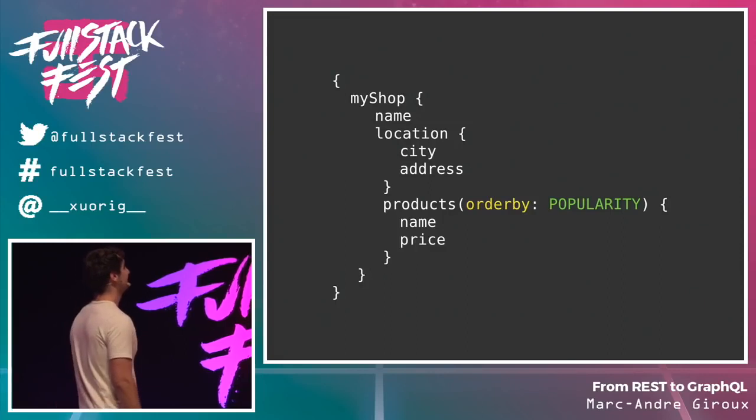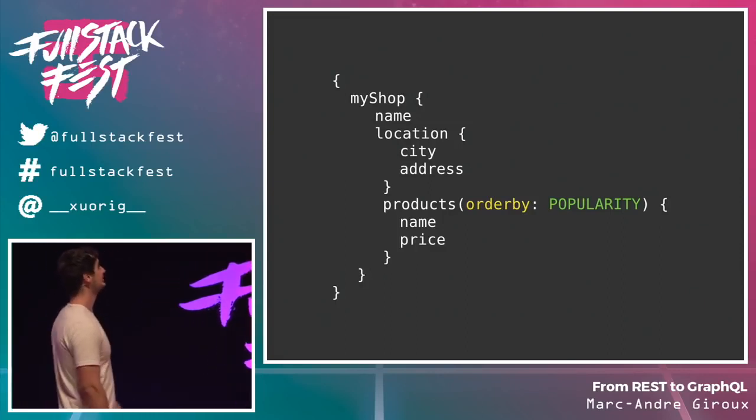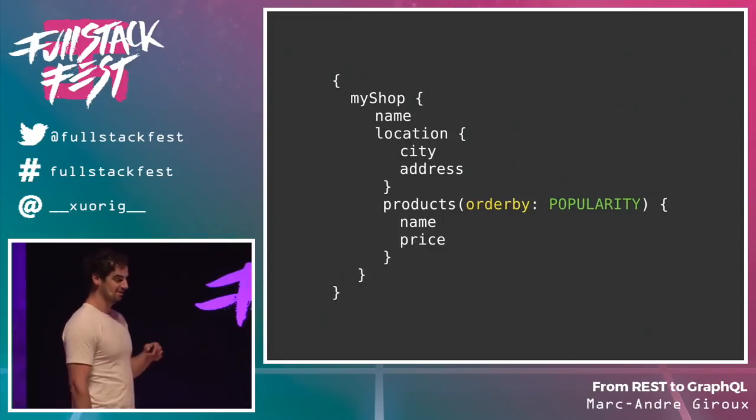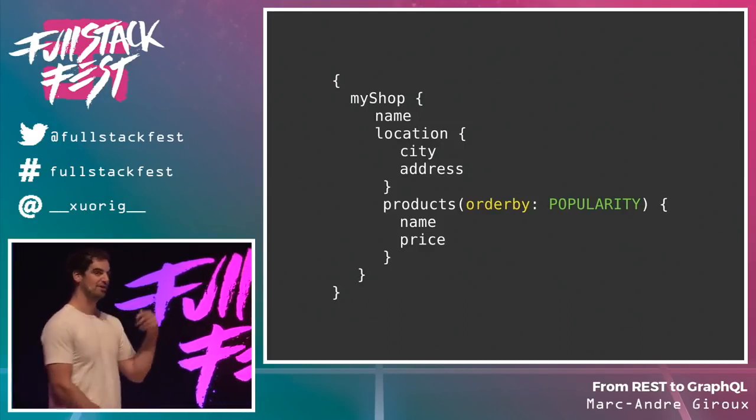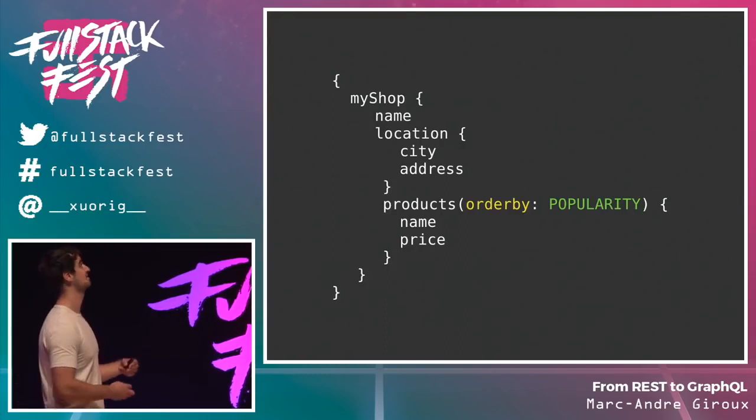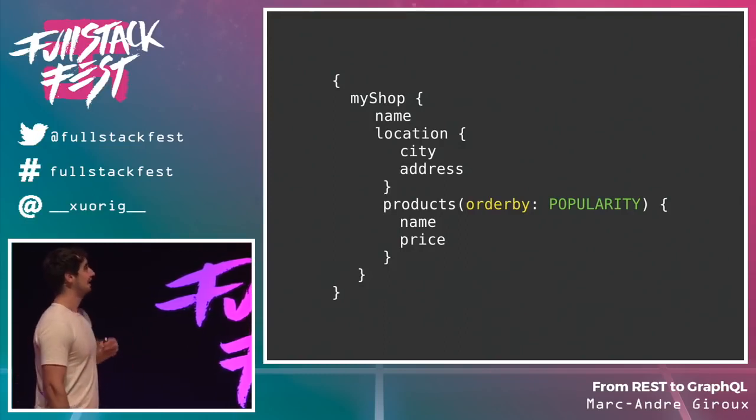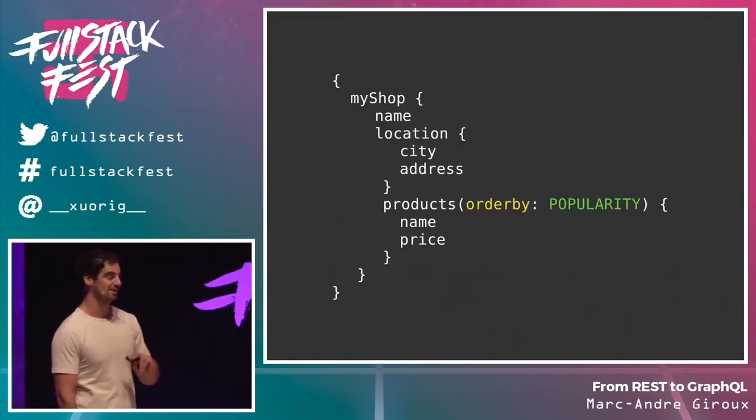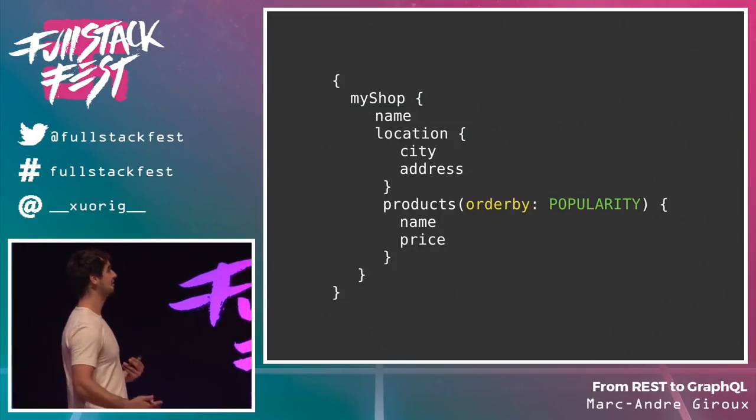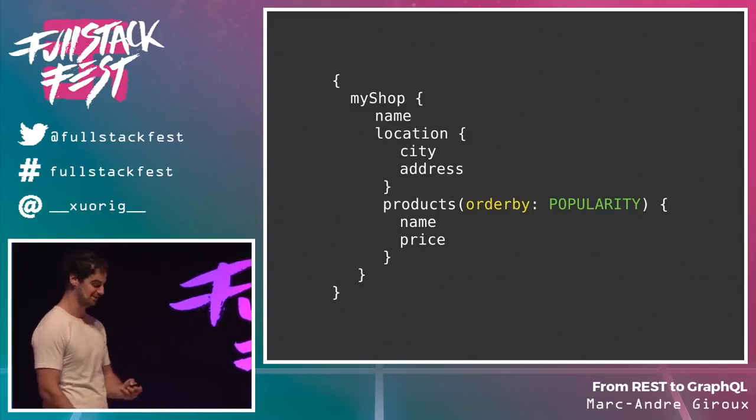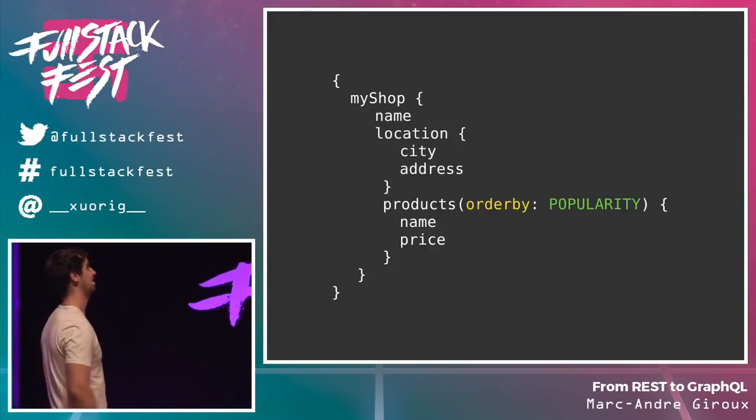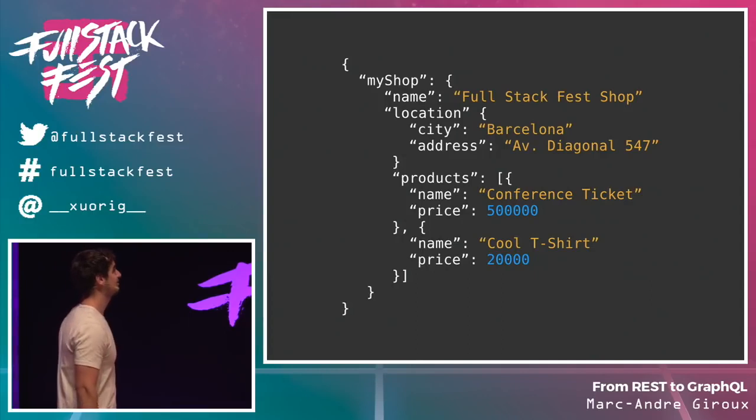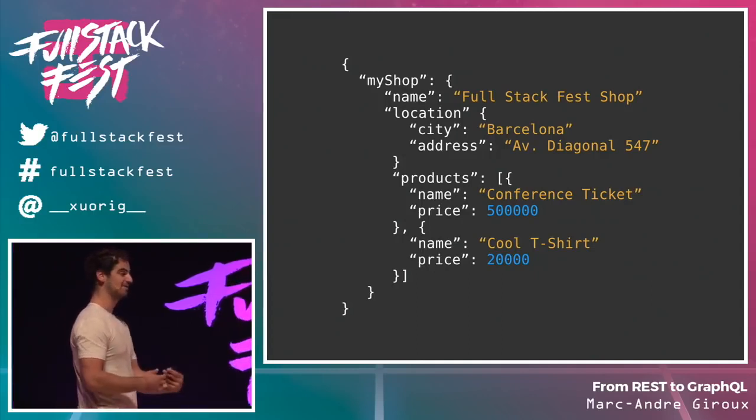So let's take a more complex example this time. We have new things right here. We don't only fetch the name of the shop, we can fetch complex objects, associations on that shop. So I have the location, of which I only want the city and address, and a list of products, and I want the name and price of each of those. And there's an order by argument, which is an enum. So as you could have guessed, the response is just the query with values.